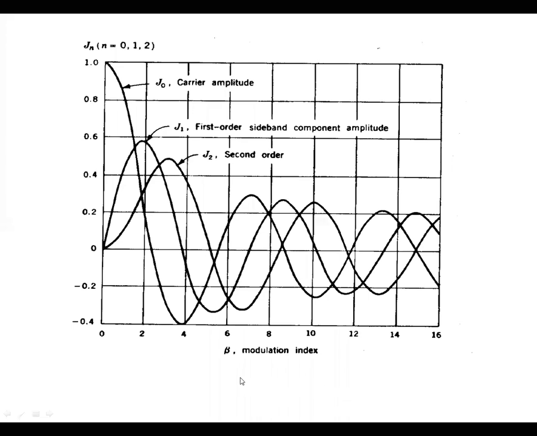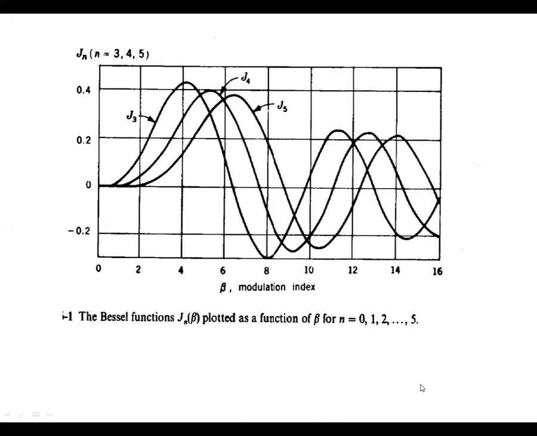So the modulation index is beta. J0 of beta is the carrier amplitude. J1 of beta is the first harmonic. J2 of beta is the second harmonic. J3 of beta is the third harmonic. J4 of beta is the fourth harmonic. J5 of beta is the fifth harmonic, and so on.